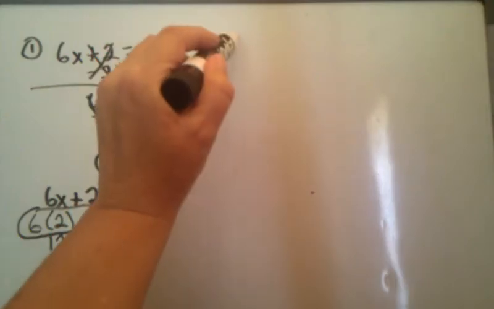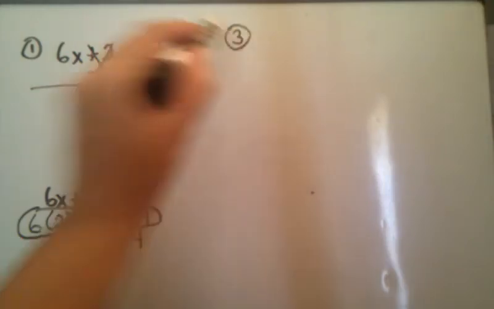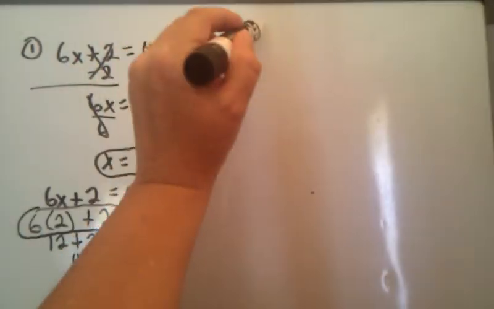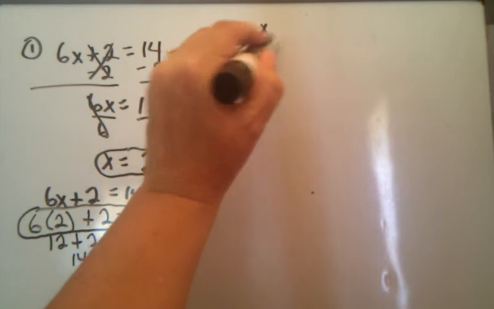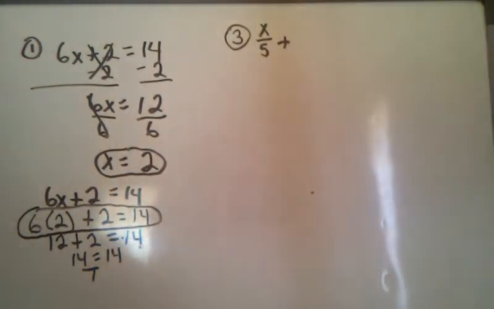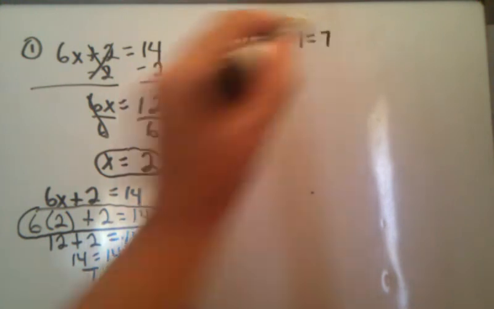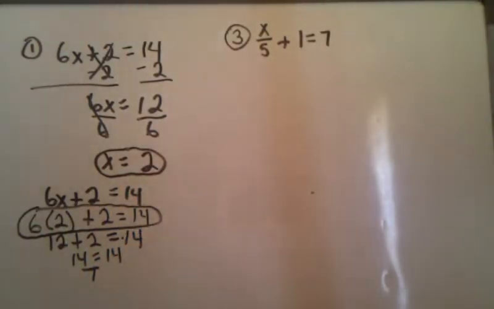Let's try another one. Number 3. Number 3 says x over 5, so x divided by 5, x fifths plus 1 equals 7. Okay, stop the tape and do number 3.